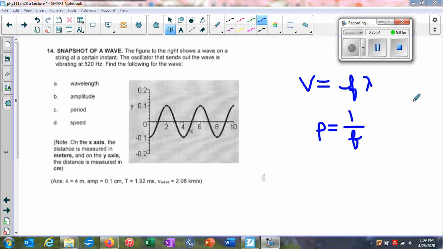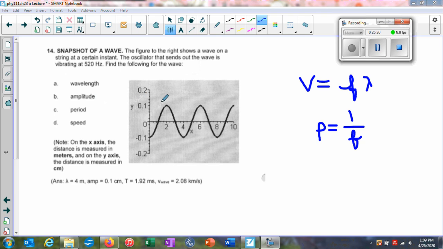All right, here we have a snapshot of a wave. So we're going to look at this and start to try to answer the questions. When we read the problem, I find out something important about this wave. I find out that it is vibrating at 520 hertz. So I already know one thing about it. That unit of hertz describes the frequency. So I know that its frequency is 520 hertz. And remember, hertz pretty much means per second.